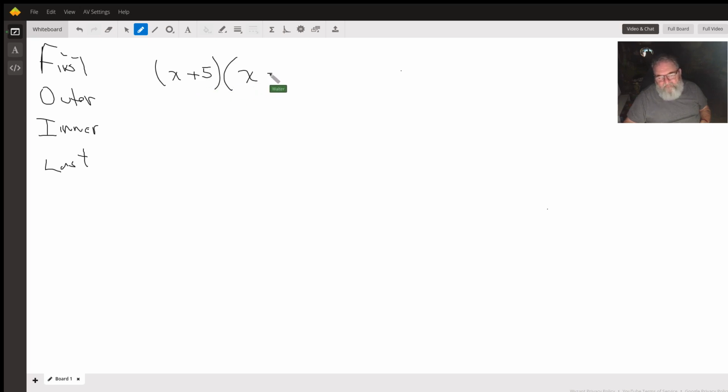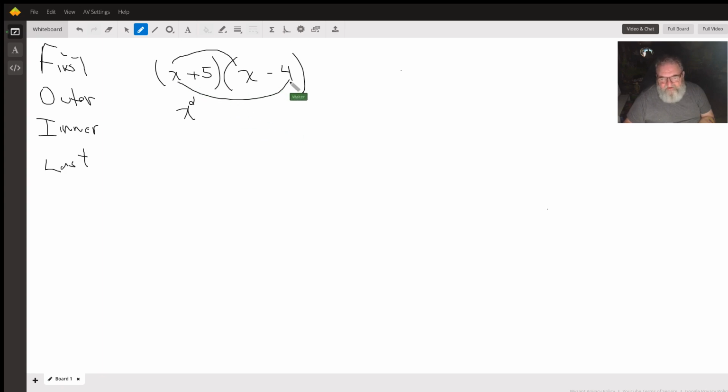So, x plus 5 times x minus 4. First, we multiply the first term in the first polynomial times the first term in the second polynomial. So x times x is x squared. Outer, the first term in the first binomial times the last term in the second one.